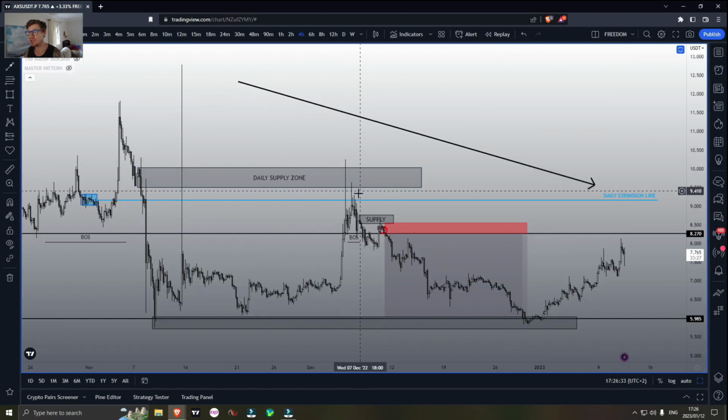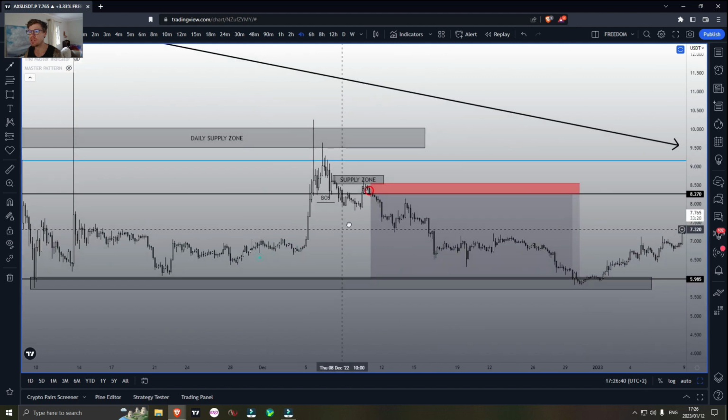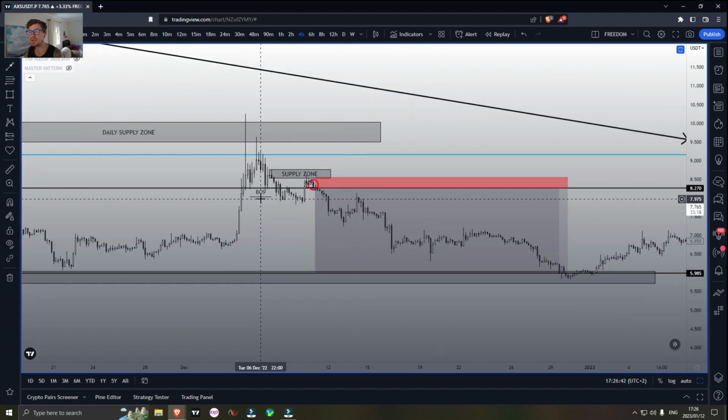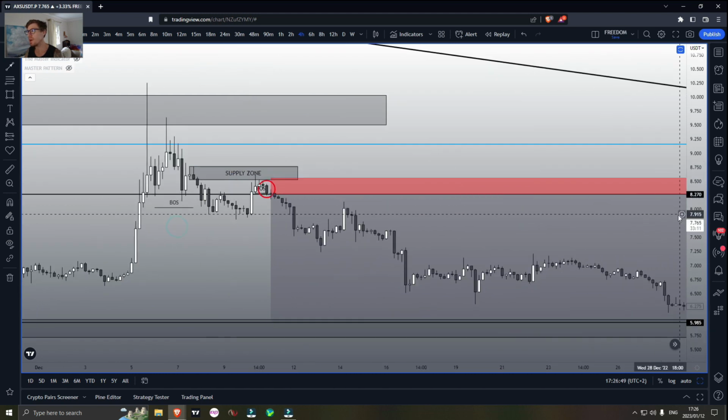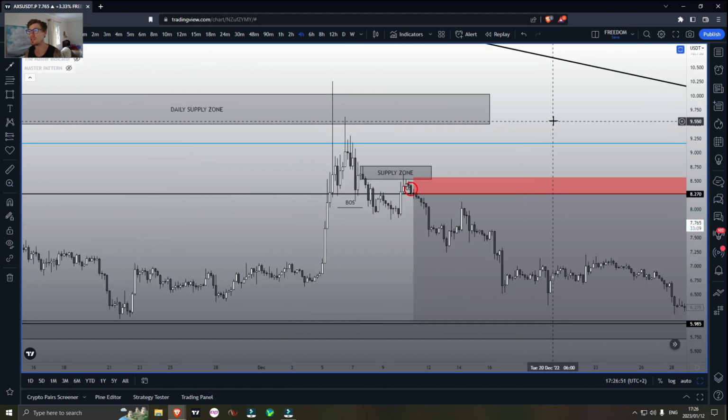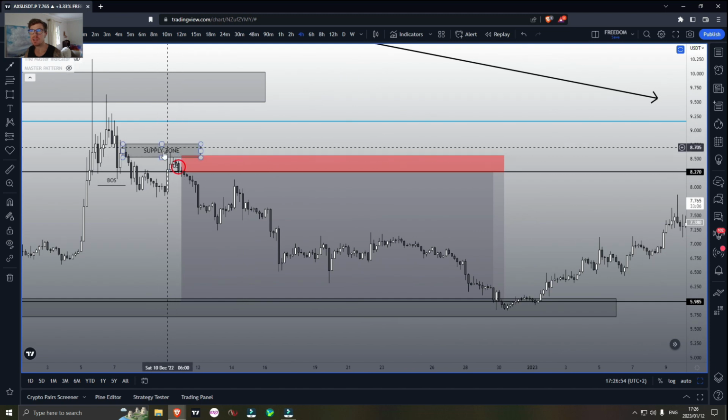Price tapped into the zone. I see these massive rejections to the expansion line and the daily supply zone. I get interested. I wait. I see a break of structure over here. I mark out this supply zone, and that is where I'm going to look for my entry. Price came up, tapped into this supply zone.